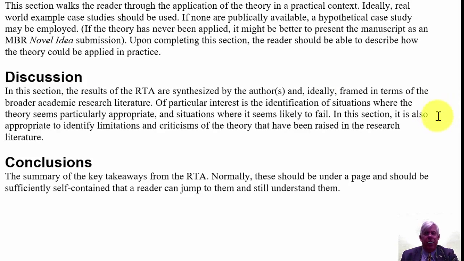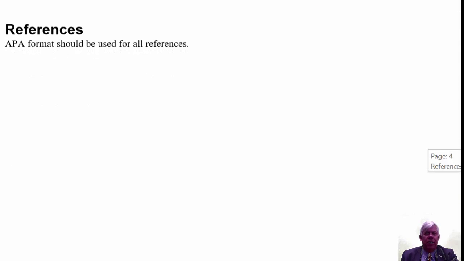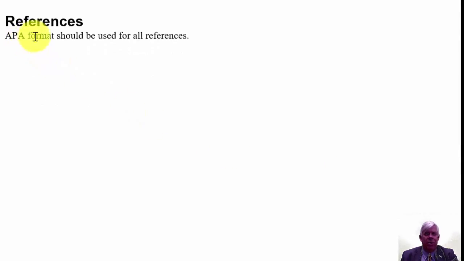This might identify situations where the theory seems most appropriate, where it seems least appropriate, and so forth. Maybe create some boundaries. You might raise some criticisms or support it has from the literature here. And then you'd have some conclusions, which are the key takeaways you want to get from this article. The references, as in all MBR publications, should use APA format.